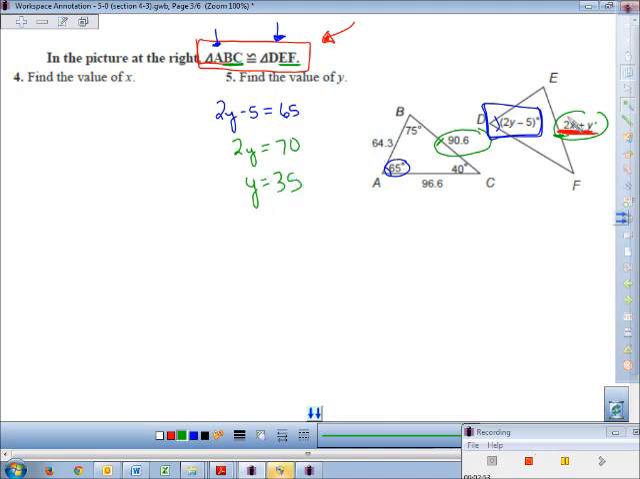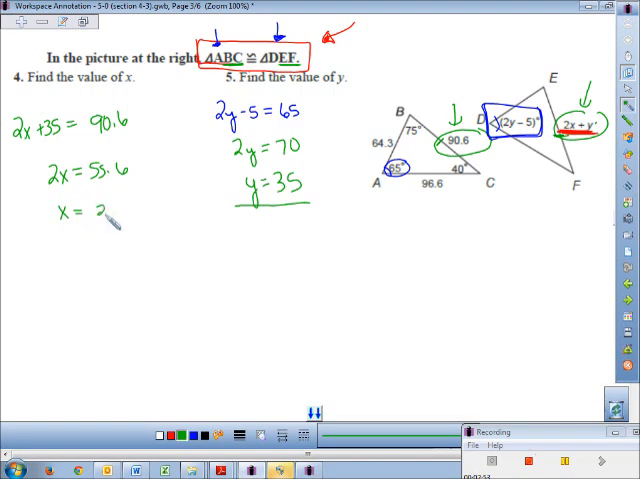Now that I know that y equals 35, I can use that to help me write my equation with these two. Since segment EF and segment BC are corresponding parts of these congruent figures, they should be the same. So 2x plus y, or I'm going to write it as 2x plus 35 by substituting in, is the same thing as 90.6. Why don't you pause the video and solve for x. If you subtract 35 from both sides, you should have gotten 2x equals 55.6. Then divide by 2, and x equals 27.8.